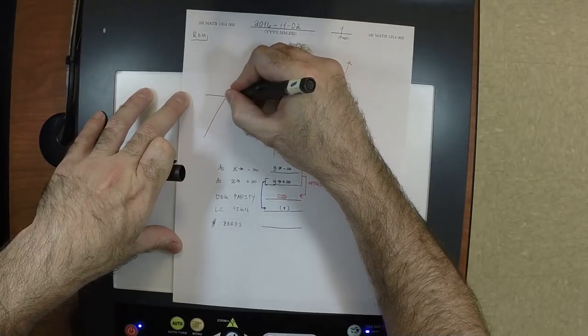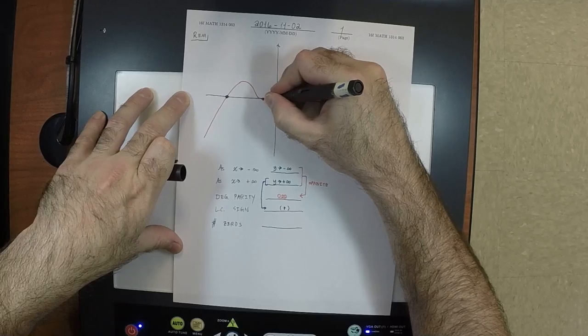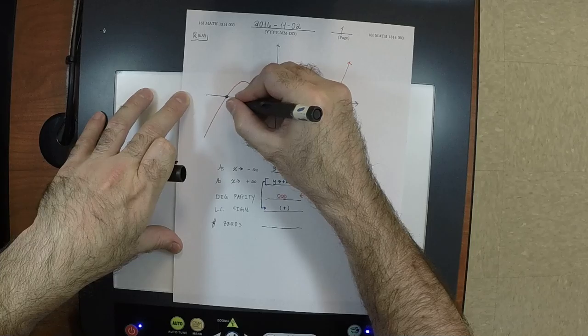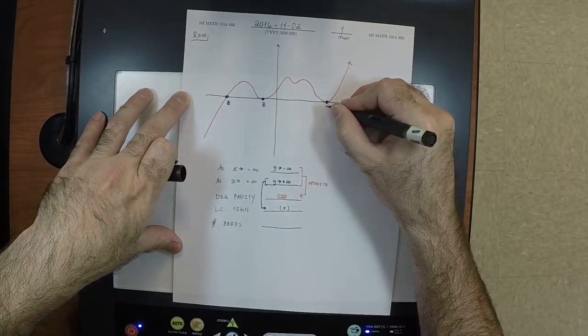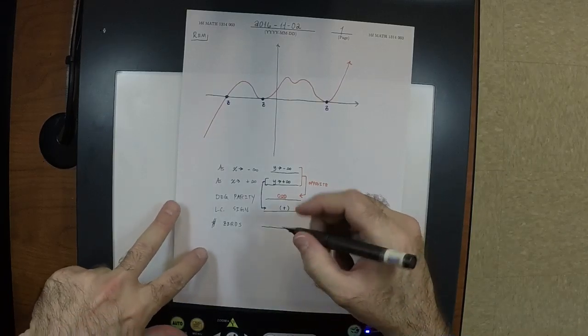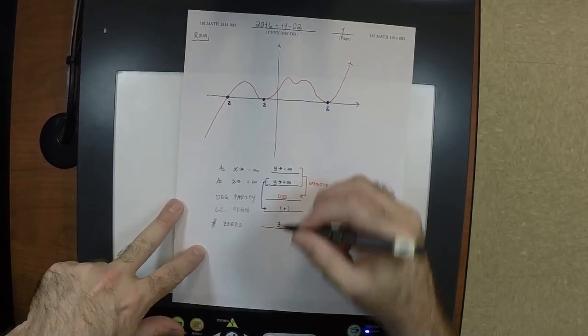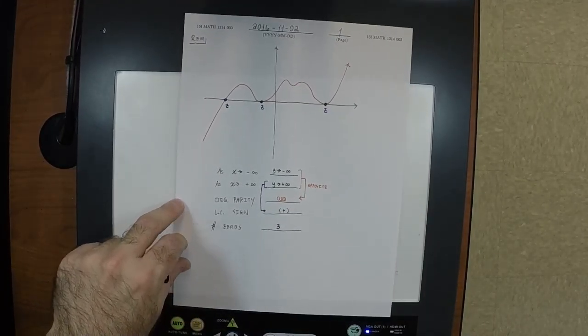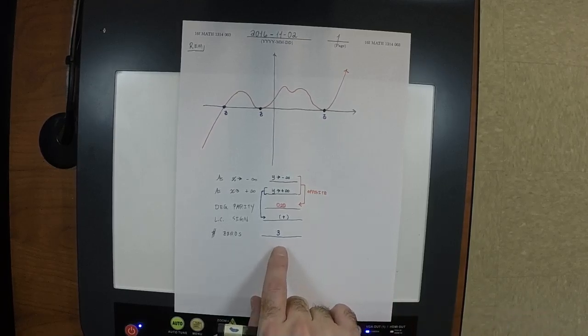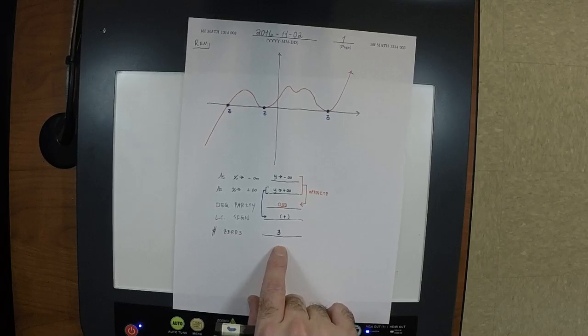So here's a zero, here's a zero, here's a zero. Three zeros. Any question about finding the zeros? Now we had a further reckoning about the number of zeros. The number of zeros also tells you something about the minimum conceivable degree. What's the minimum possible degree for this function as a result of counting three zeros? It must be three, at least.